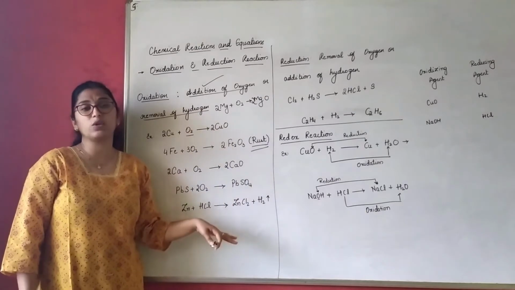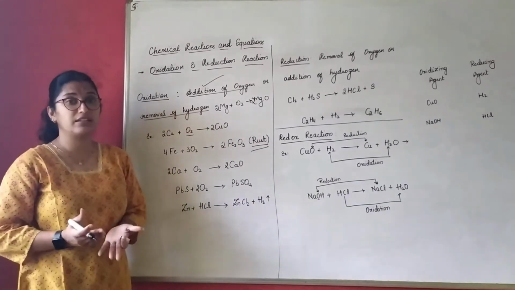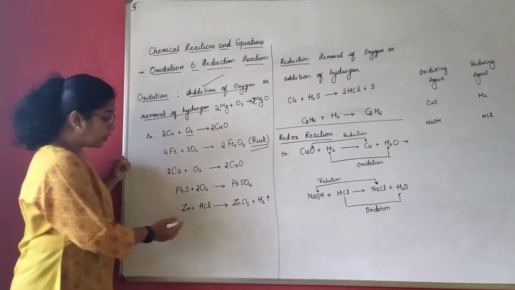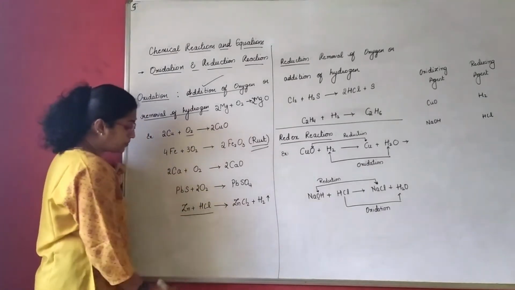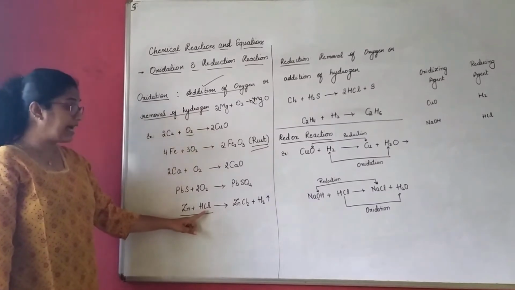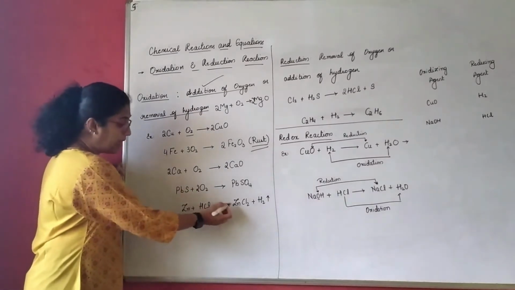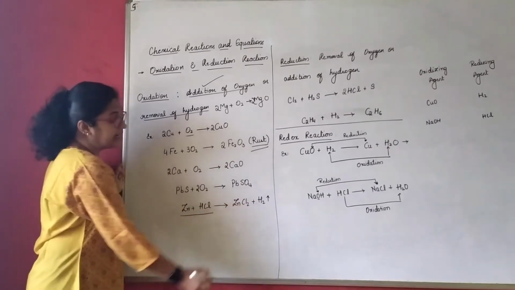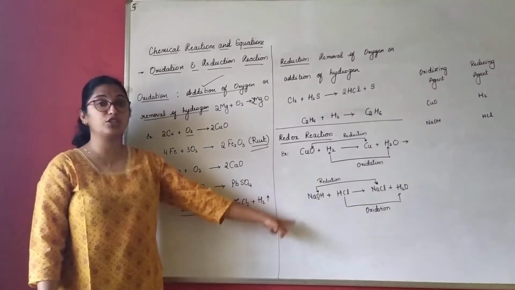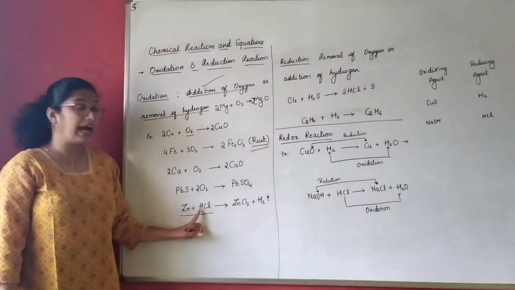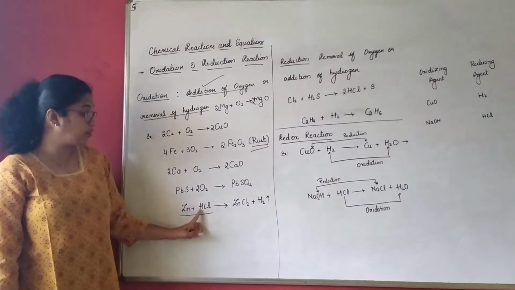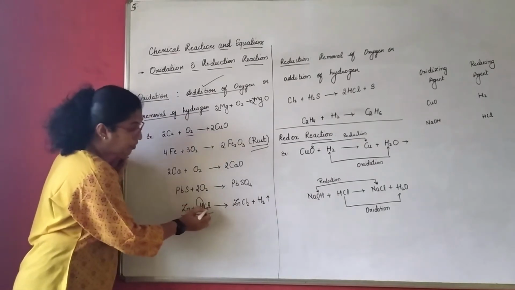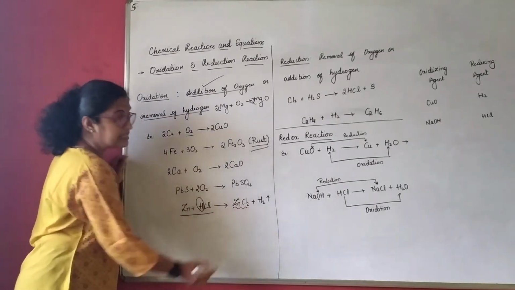We have all done this equation in combination or one or the other reaction. That means we are adding oxygen here. Look at the last reaction. Zinc plus hydrochloric acid. What do I get? When I add zinc plus hydrochloric acid, I get zinc chloride plus hydrogen gas is liberated. That means I am removing this hydrogen from this. This hydrogen is removed from this. That is why I get zinc chloride.